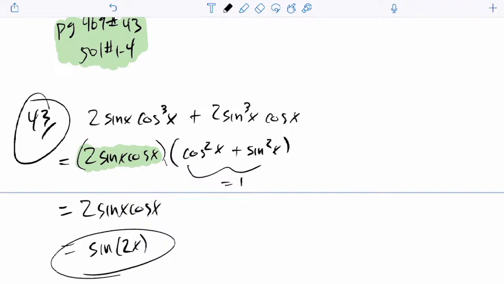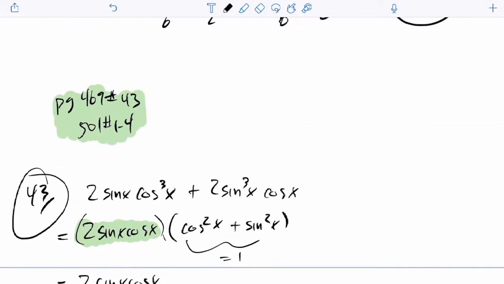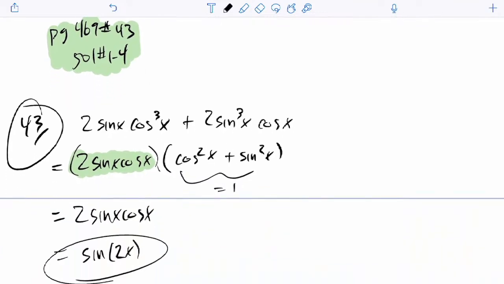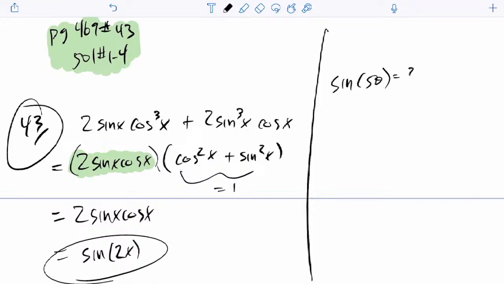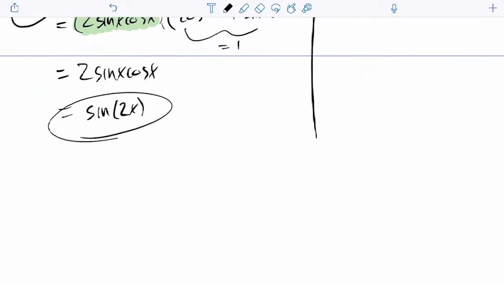Is this fine for 43? Sine 5 theta. You madman. Sure, if you want me to, we can do sine of 5 theta. I can find that. We can do that. Sure, I'll do 23 while I'm on that page.